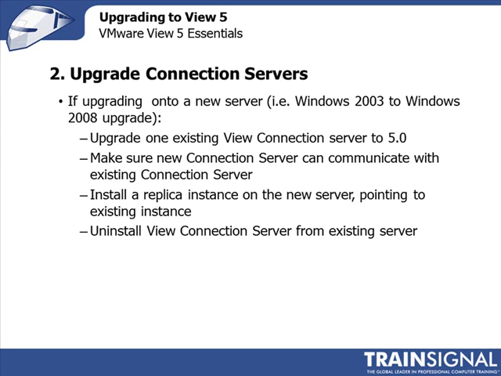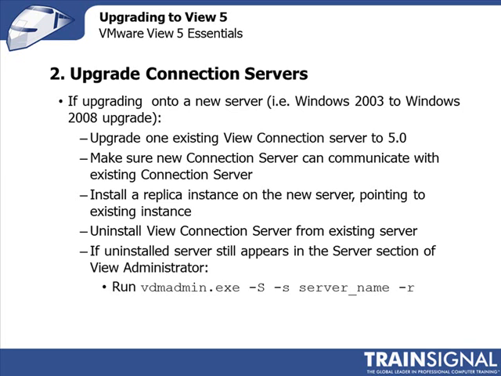Once it's synced up, you'll be able to uninstall the connection server from the existing server. Since now all of the LDAP information is stored on the new one, you can simply build up new replica servers within the group, pointing them to this new connection server. If the uninstalled servers still show up in the server section of View Administrator, you can run the VDM admin tool shown on the screen to remove them from the database.